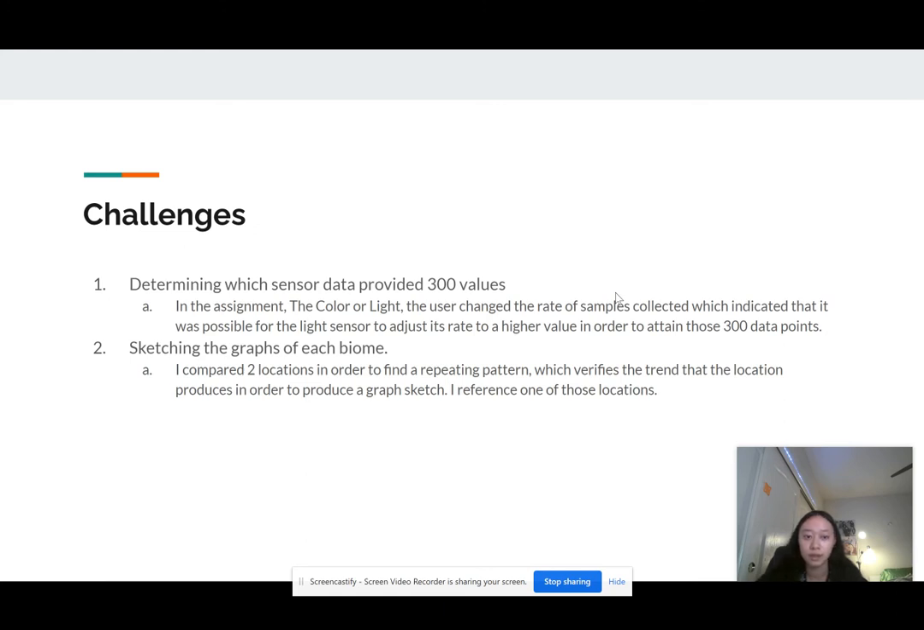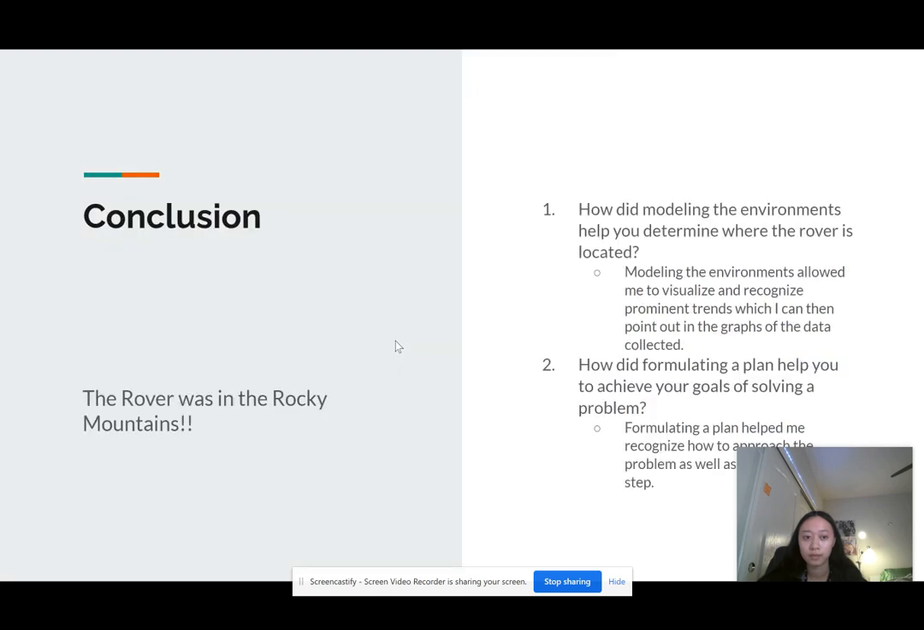And next, I also had trouble sketching the graphs of each biome, and I solved this issue by comparing 2 or more locations in order to find a repeating pattern, verifying the trend that the location produces in order to make an accurate graph sketch. And I referenced one of those locations.